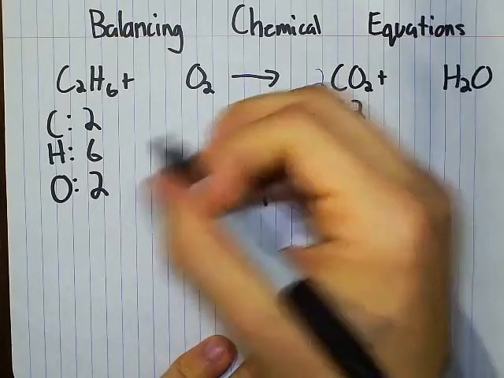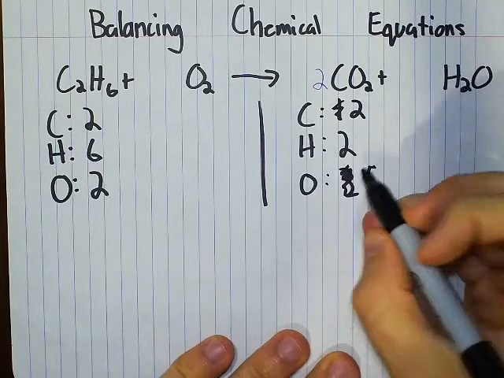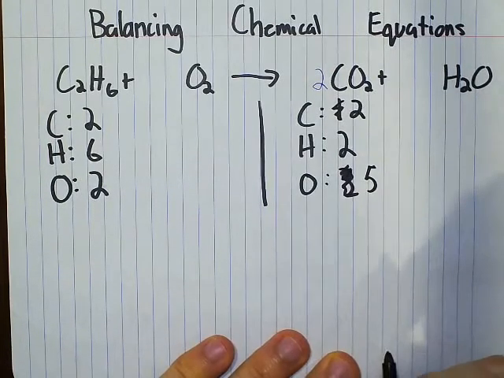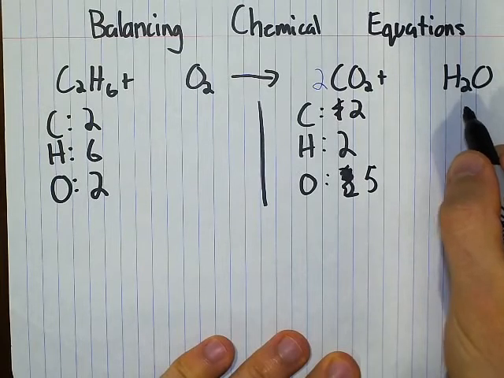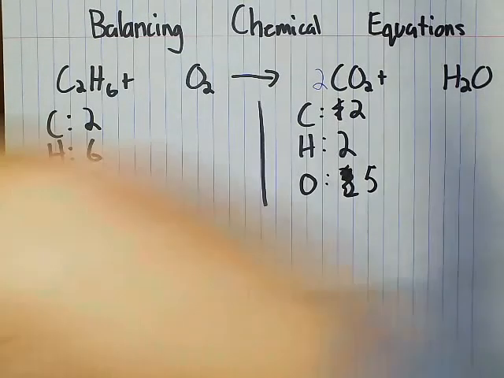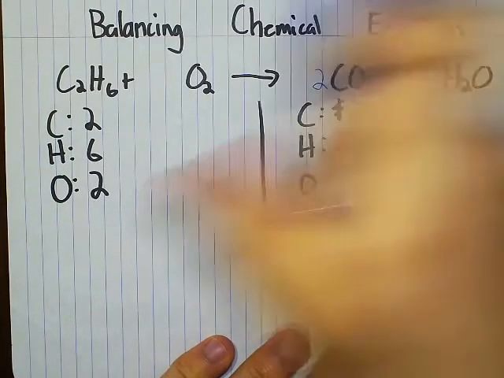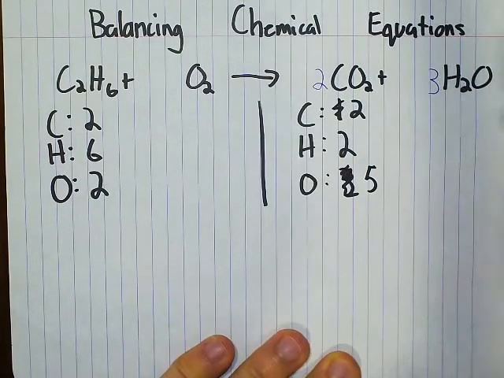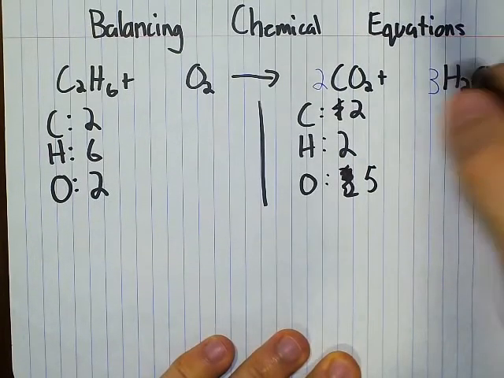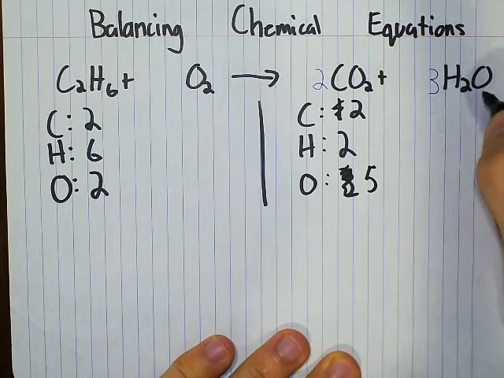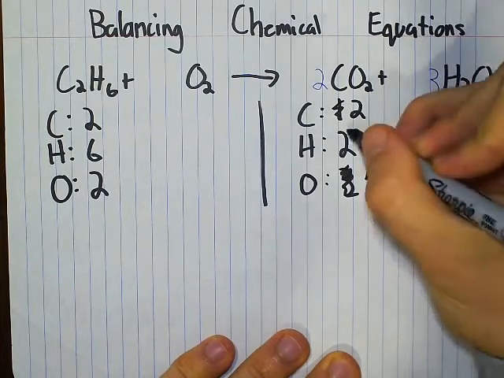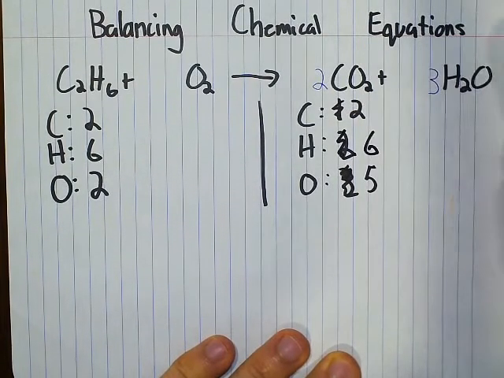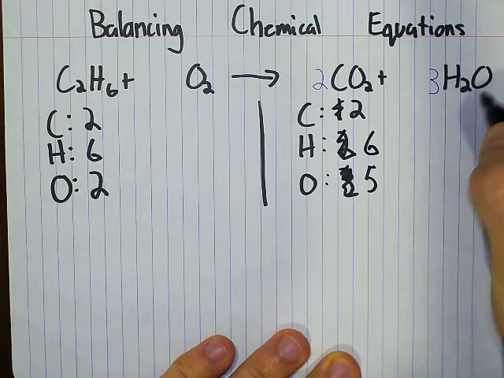Next, we can go down. Carbon is good, we've got 2 and 2. Hydrogen, we've got 6. We've only got 2 hydrogen on this side. But it's all coming from 1 substance. So if we threw a 3 in there, because we've got 2 and our target is 6, we can put a 3 in, and 3 is going to change our total hydrogen count from 2 to 6.